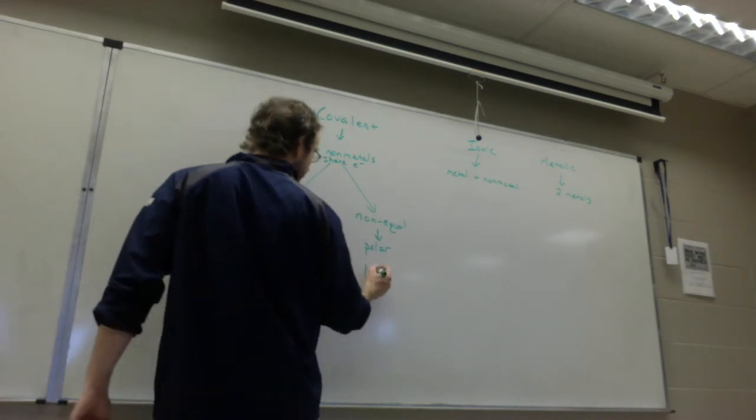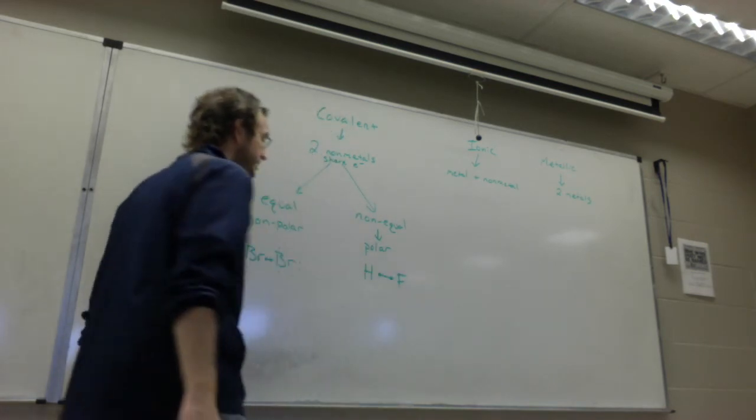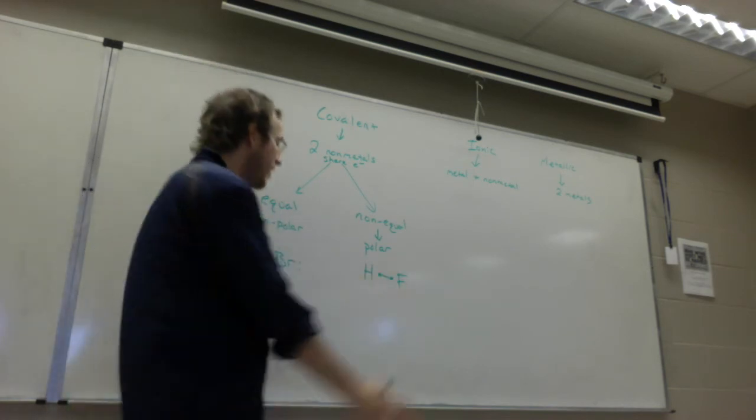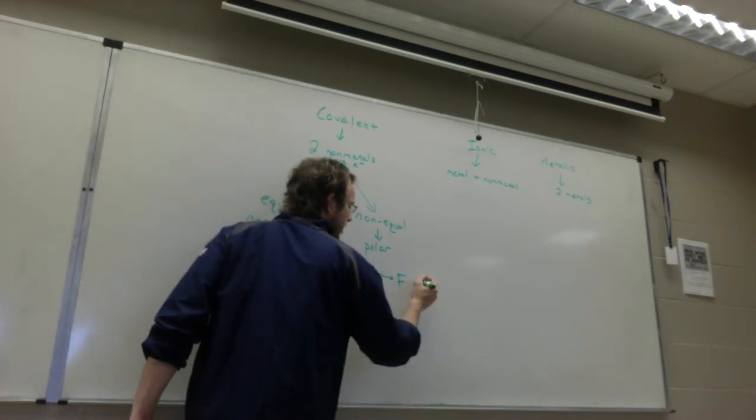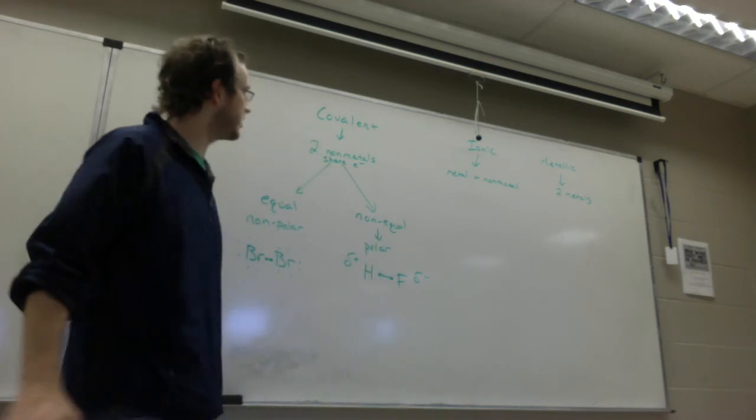If we were to switch it to something with two different electronegativities, fluorine being more electronegative pulls those electrons closer, it becomes a little bit negative, hydrogen becomes a little bit positive. You get our polar bond.